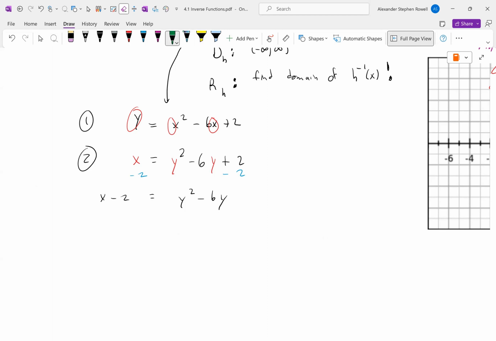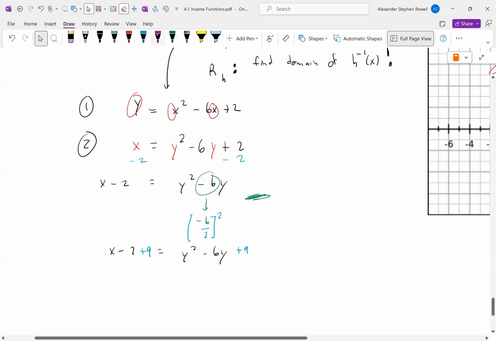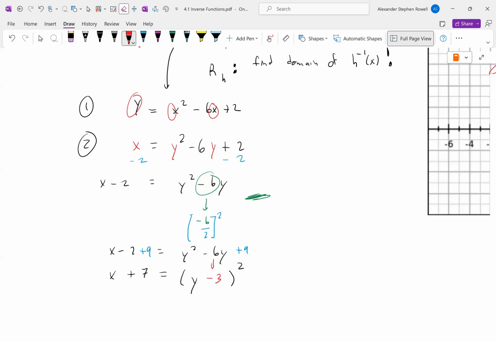What's this magic number I need to add here to make this a perfect square? I take the negative 6 and I do what to it? Divide by 2 and square it. So 9 was absolutely correct. Add 9 to both sides. I did that because now the right side factors into a perfect square. What is that perfect square? Half of the 6: y minus 3 squared.